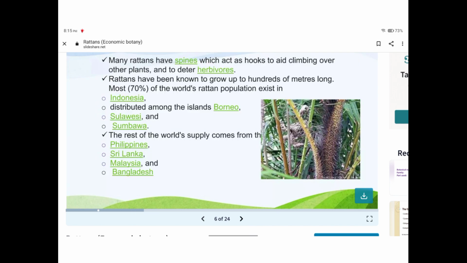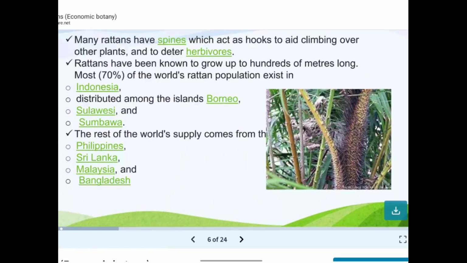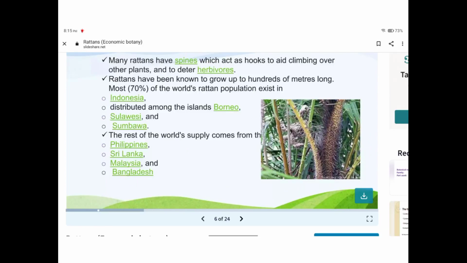And then we are studying that many rattans have spines. I have already shown you in a picture that the spines originate from the stem. Whenever it leaves, it tries to climb on others. They try to get help from nearby plants because they are climbing in nature. They go for hundreds of meters long.